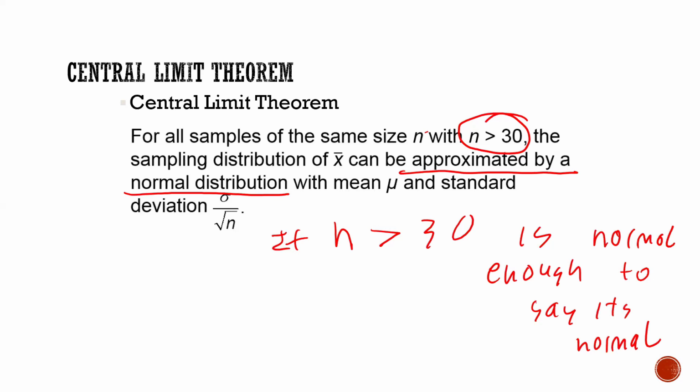It's not completely normal. Really, it only becomes normal if n is infinity, which obviously you'll never have. But we could say it's normal enough.